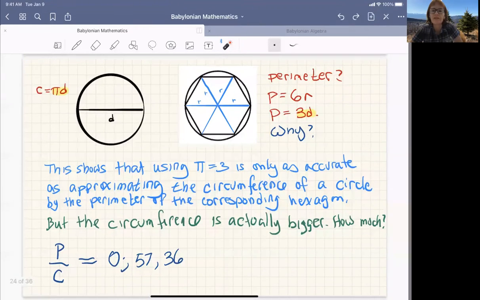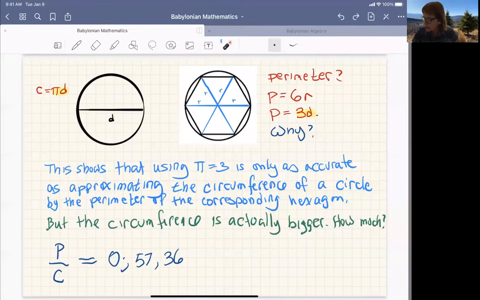So the circumference of the circle is going to be pi times the diameter of the circle. Whereas if you calculate the perimeter of the corresponding hexagon that's inscribed in the circle, inscribed means that the corners of the hexagon just touch the circle all around.